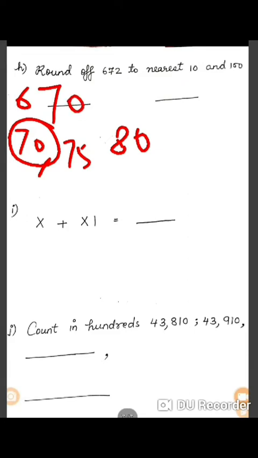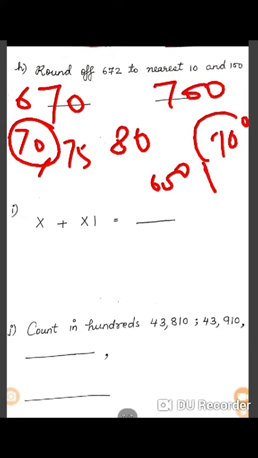And when I'm talking about the nearest 100, I can see that 672 lies between 600 and 700. So over here, 672 is after the middle number, which is 650. So it rounds off to 700.